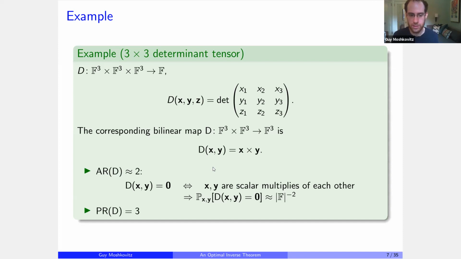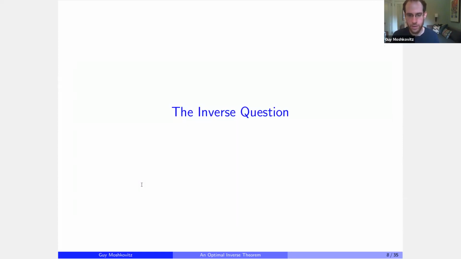So this particular tensor doesn't have any algebraic structure in our sense. You can't write it as a small number of lower order tensors, but it is somewhat slightly biased. Okay, so we have this example. We'll get back to it quickly later.